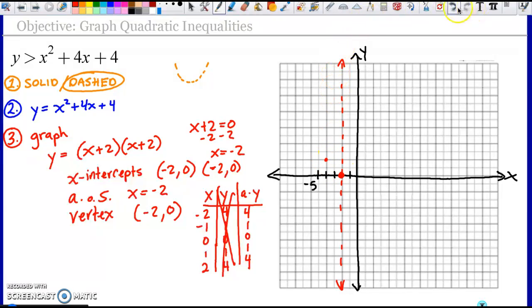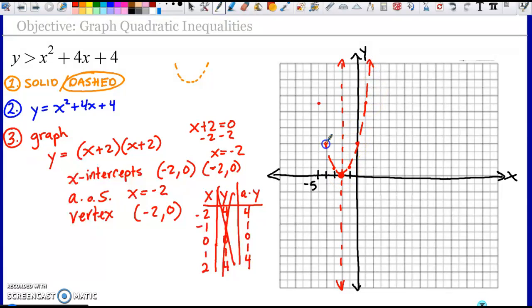Oops, I'm sorry, made a small mistake there. 2 over 4 up, 1 over 1 up, 0, 0, 2 up. I can go a little bit farther if I want. There we go. And I'm going to make it dashed. I'm not going to color it in all the way. I'm going to make it dashed.